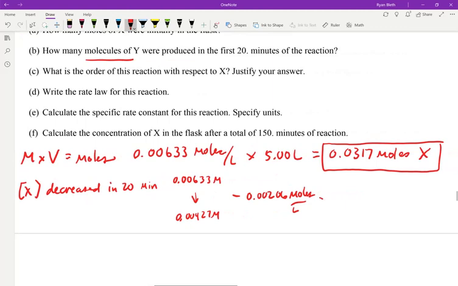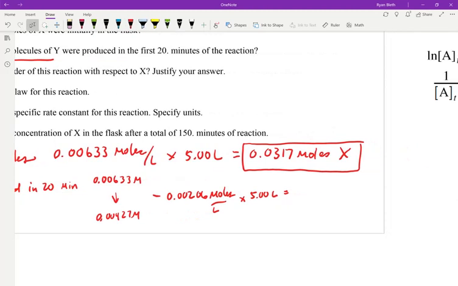And again, take that times 5 liters, because we want to know how many moles were lost in a 5-liter container. That means that in the first 20 minutes, we lost 0.0103 moles of X. That's how much X was taken away in that first 20 minutes. And I'll show that there as a negative or a loss.